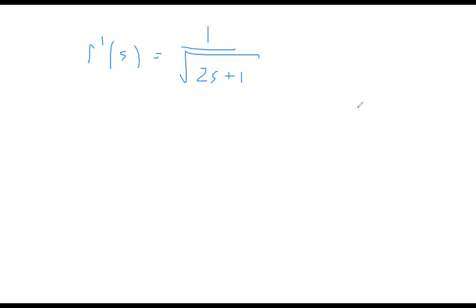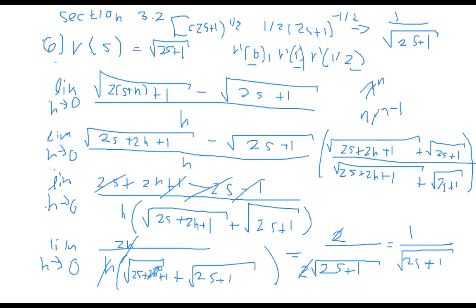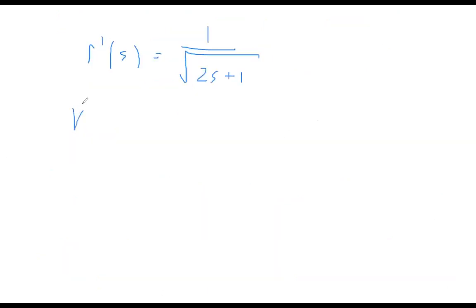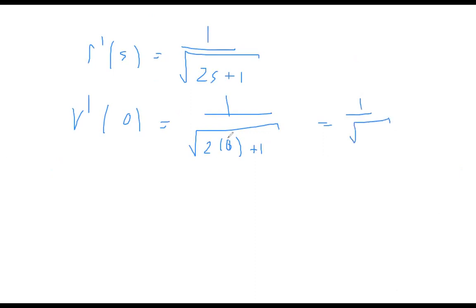Okay, perfect. So then we have to find the derivative at s equals 0, s equals 1, and s equals 1/2. So all you gotta do is just plug it in. So if r prime is 0, that's gonna be 1 over root 2 times 0 plus 1. So that's gonna be 1 over root, this is gonna be 0, so this is gonna be root 1, which is just 1, right? So this is just gonna be 1. There we go. And then r prime at 1, you plug that in. 2 times 1 is 2 plus 1, 3, so you get 1 over root 3.